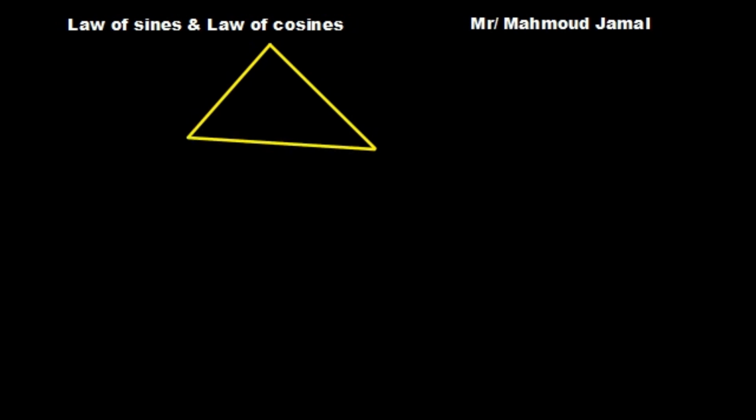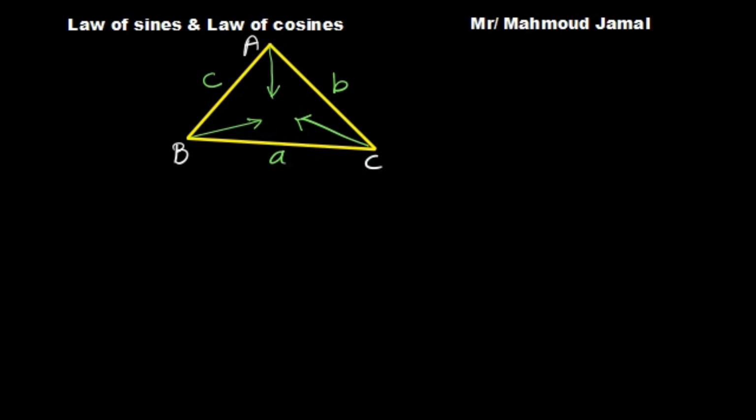In any triangle we have to know that we have 6 elements. We have 3 angles, A, B and C, and we have 3 sides. The side that is opposite to angle A is A, the side opposite to angle B is B, and the side opposite to angle C is C.